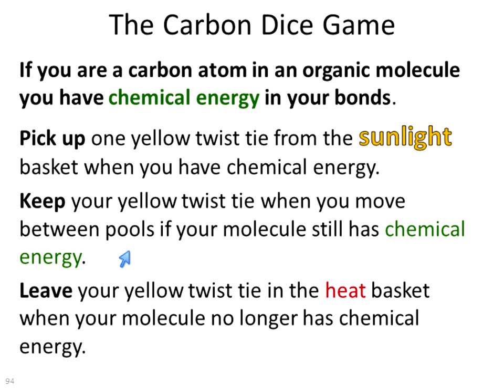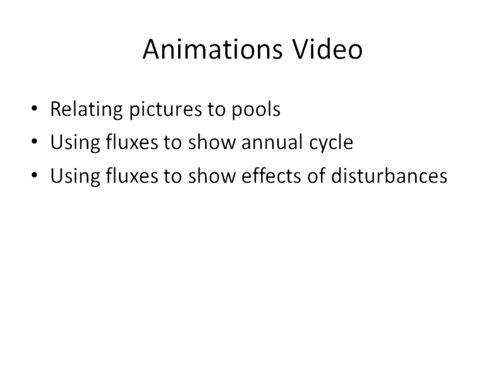Another part of the carbon dice game involves tracing energy as well as matter. They're using twist ties to simulate energy, associating that with when the carbon is part of organic materials, which have chemical energy associated with them. And when they go back to inorganic, to carbon dioxide, they're going to drop off that chemical energy somewhere.